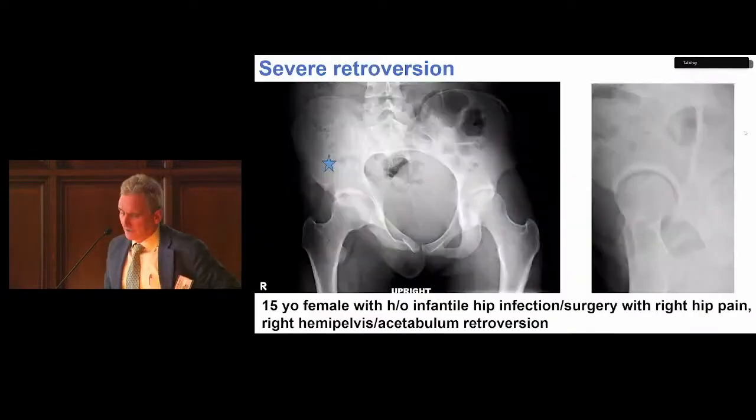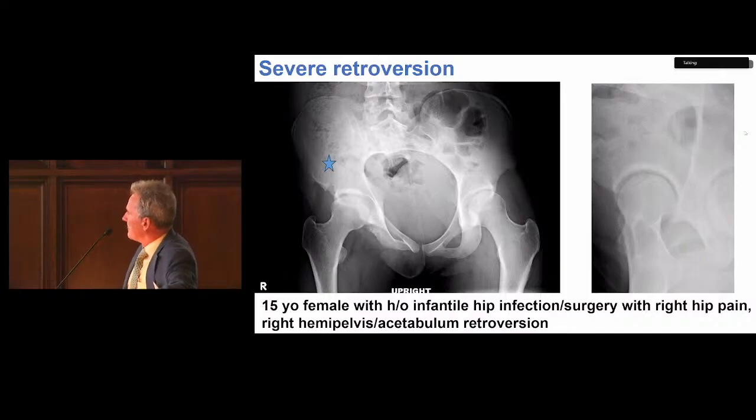This is another case, severe retroversion. This is really a severe retroversion of the hemipelvis, in a 15-year-old female with infantile hip infection, multiple surgeries, and now has developed right hip pain. So she has major retroversion of the whole hemipelvis and major retroversion of the acetabulum. You can see the overcoverage on the false profile on the right.